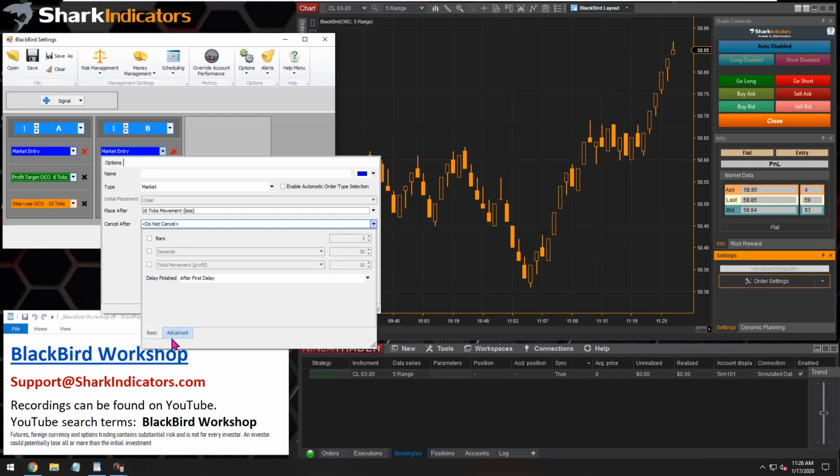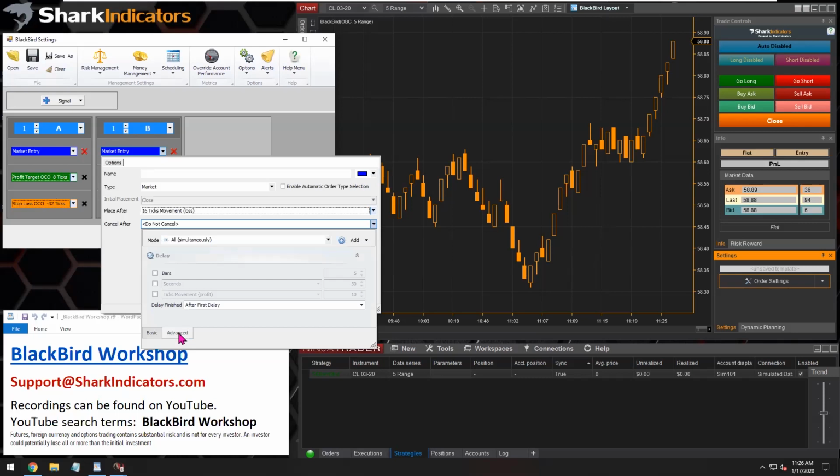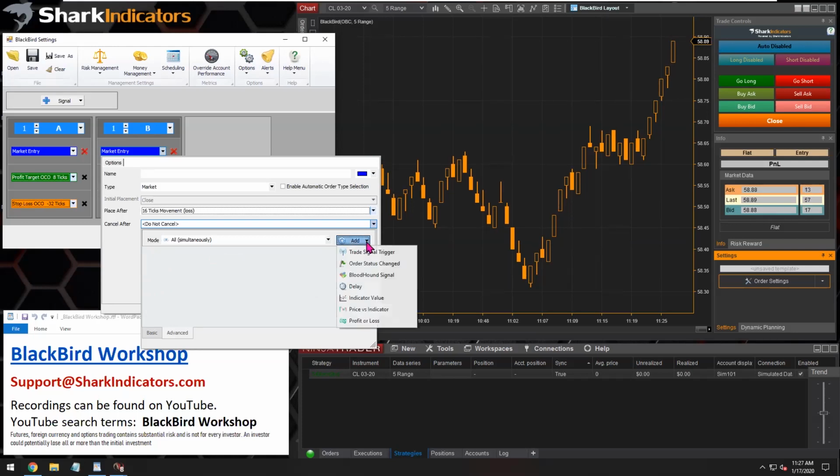But what we want to do, if we want to tie the cancel to the profit target, then we want to switch over to advanced, and we don't want to use the delay. So I deleted the delay trigger, and we're going to go to add, and we want to use order status changed here. It's kind of hard to read with the highlights, so let me just move the mouse down here. So you see right above the mouse it says order status changed. Right, so we want order status changed.